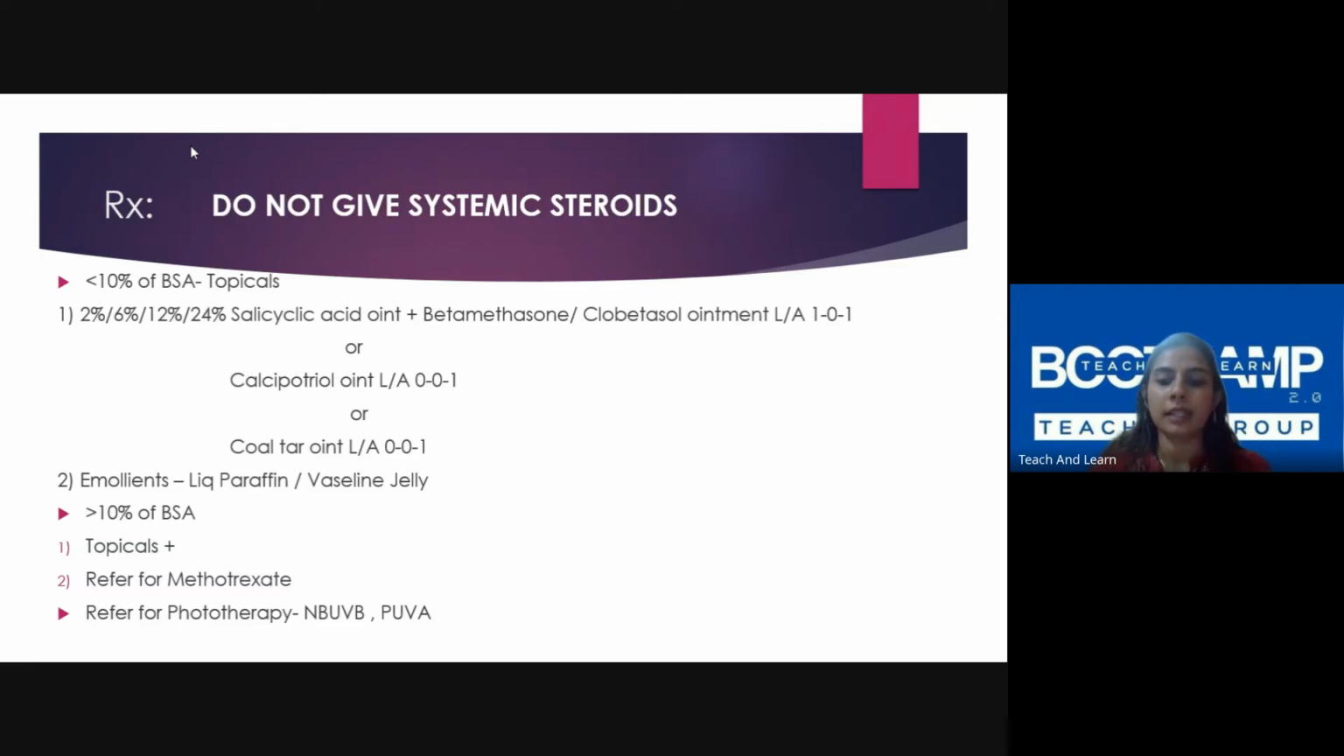Yeah. So I talked about topicals, and along with that, you have to add emollients like liquid paraffin. Liquid paraffins are available in bottles or Vaseline jelly. The normal ones are more than enough. You do not have to give them any expensive lotions and things like that, and tell them how important it is for them to use it, because you're giving an ointment to be applied in the morning and night.